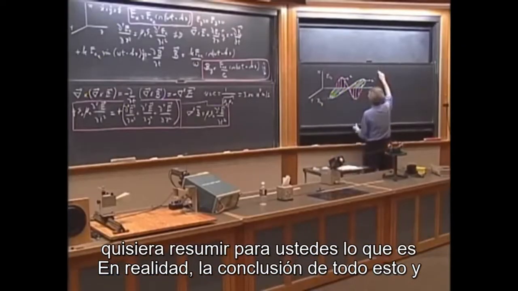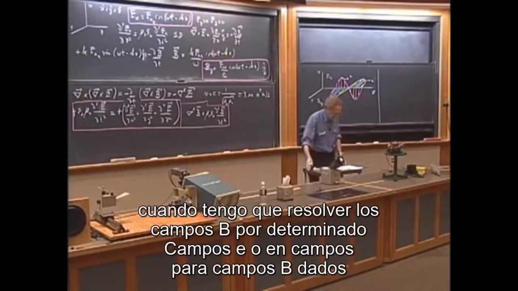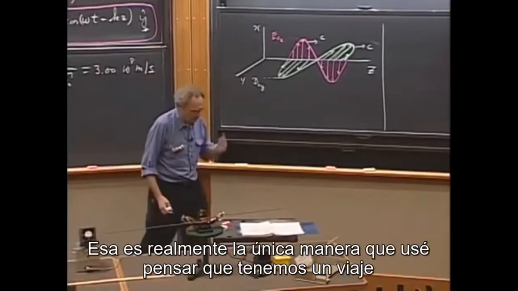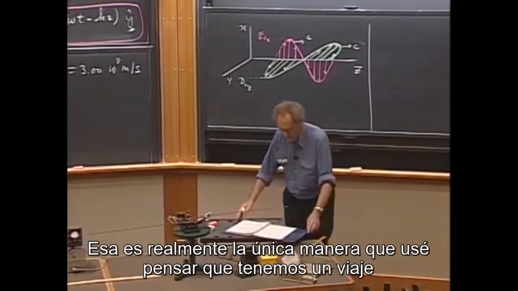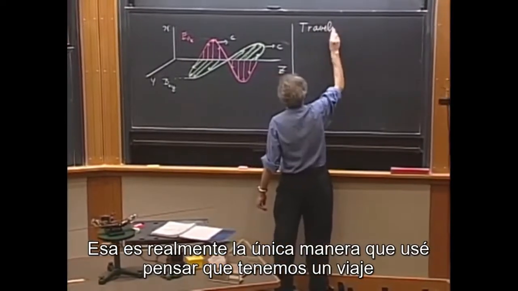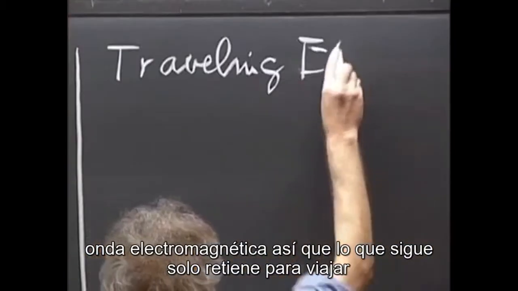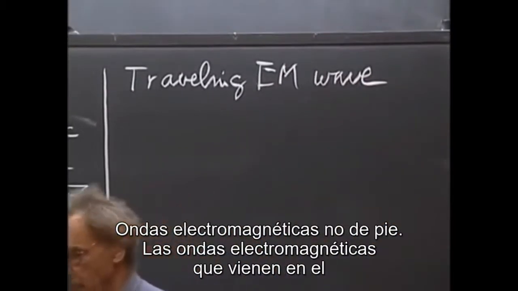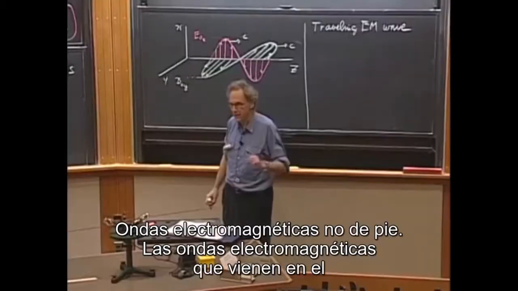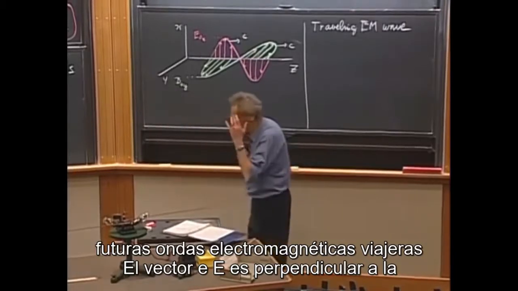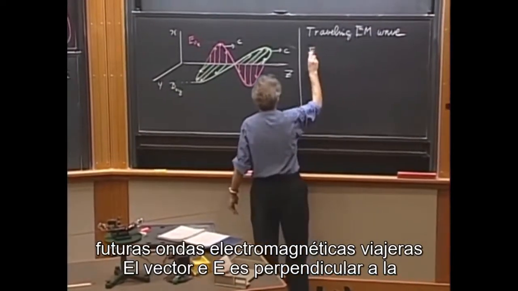I would like to summarize for you the bottom line of all this. When I have to solve for B fields for given E fields or E fields for given B fields, that's really the only way that I used to think. So we have a traveling electromagnetic wave. What follows only holds for traveling electromagnetic waves, not for standing electromagnetic waves, which comes in the future.